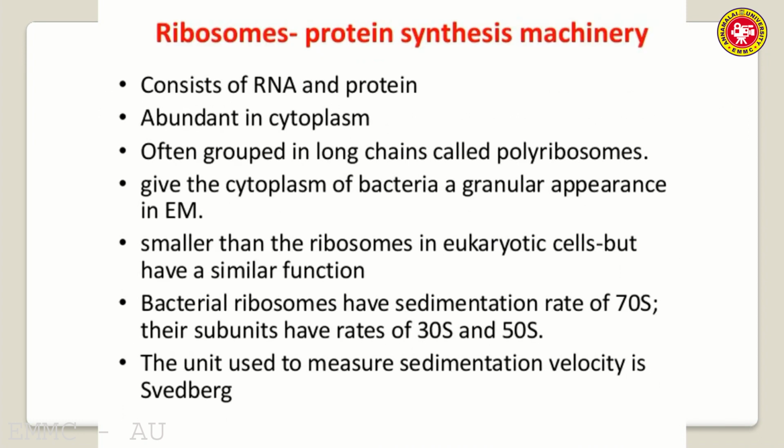Next one is the ribosome. Ribosome is mostly involved in protein synthesis. It consists of RNA and protein. Mostly it is present in the cytoplasm in abundance, often grouped in long chains called polyribosomes.